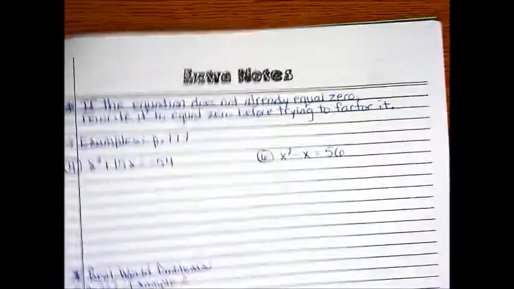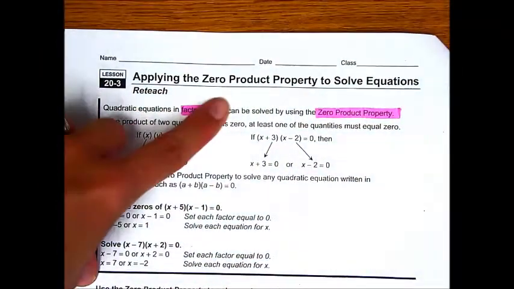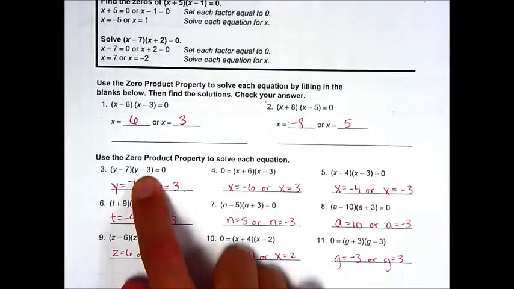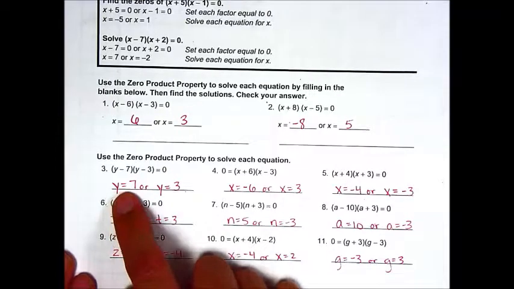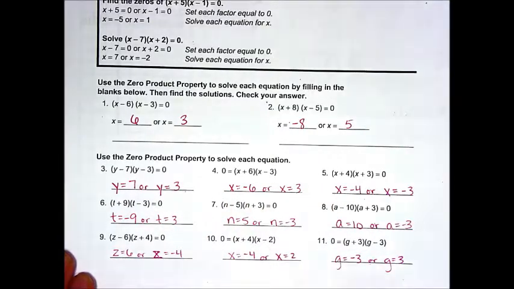So I want to just kind of go back and remind you that in previous lessons, I'm just going to flip it back here. Remember how easy this lesson was when you guys did 20-3 on the zero product property? How simple it was to be like, oh my gosh, if y minus 7 times y minus 3 equals 0, then I can totally find the zeros and get the two answers, y equals 7 and y equals 3, and like this was super easy.